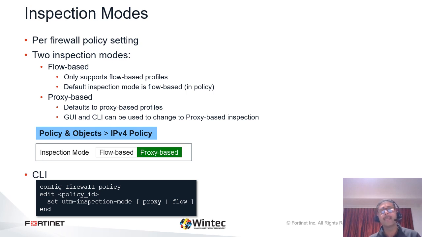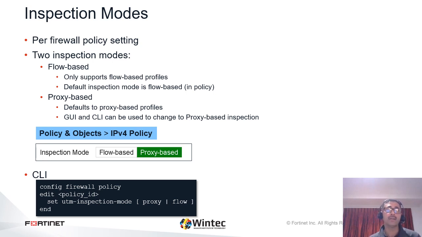You use the flow-based mode when you need to optimize the performance. Now, before Fortinet 6.2, that is before the present version that you are using, inspection mode was per VDOM or per FortiGate. However, now the inspection mode is per policy, so it has become more granular. Flow-based is the default inspection mode in a policy. You can change it to proxy mode when you require.